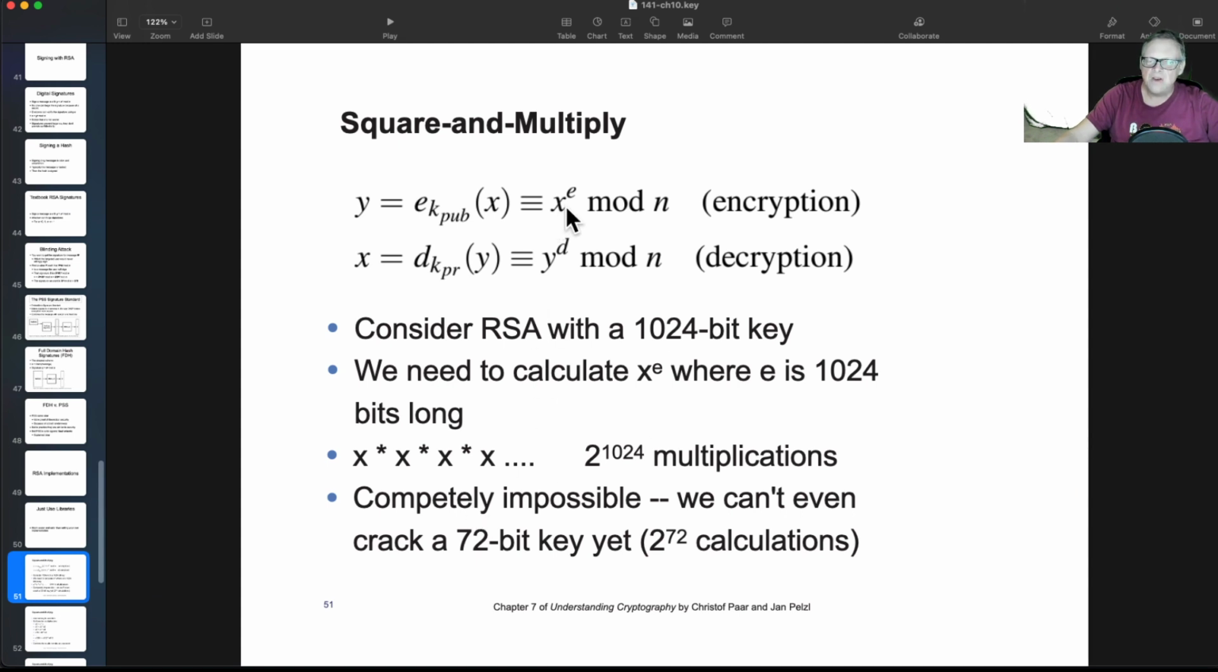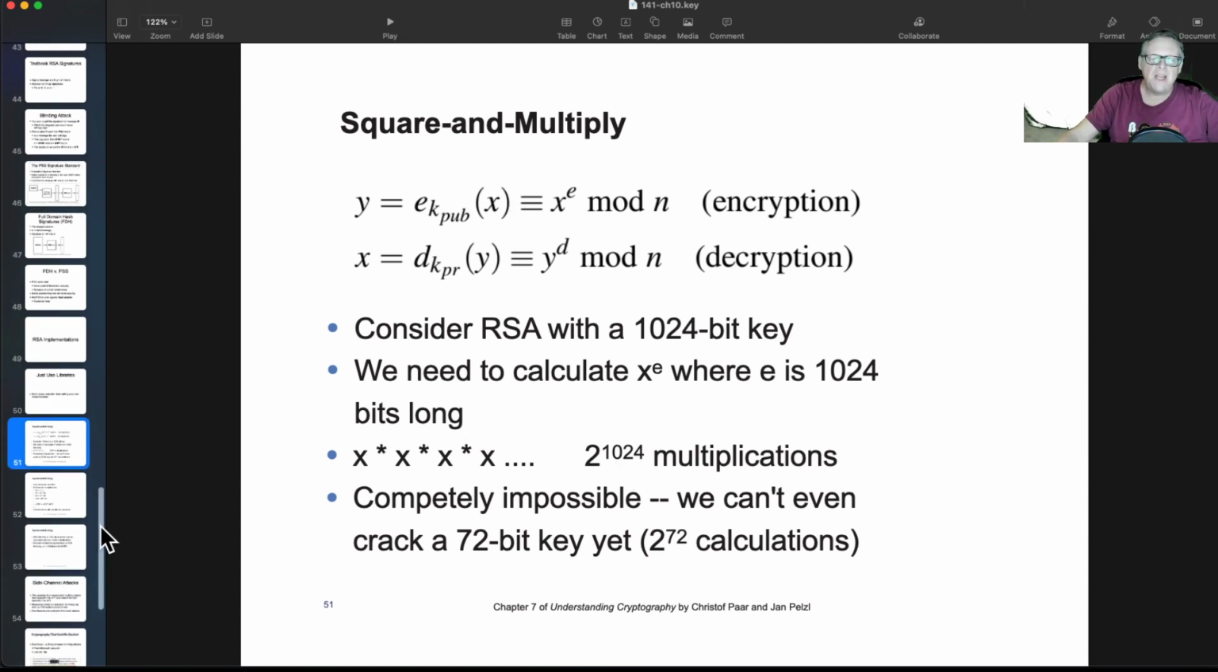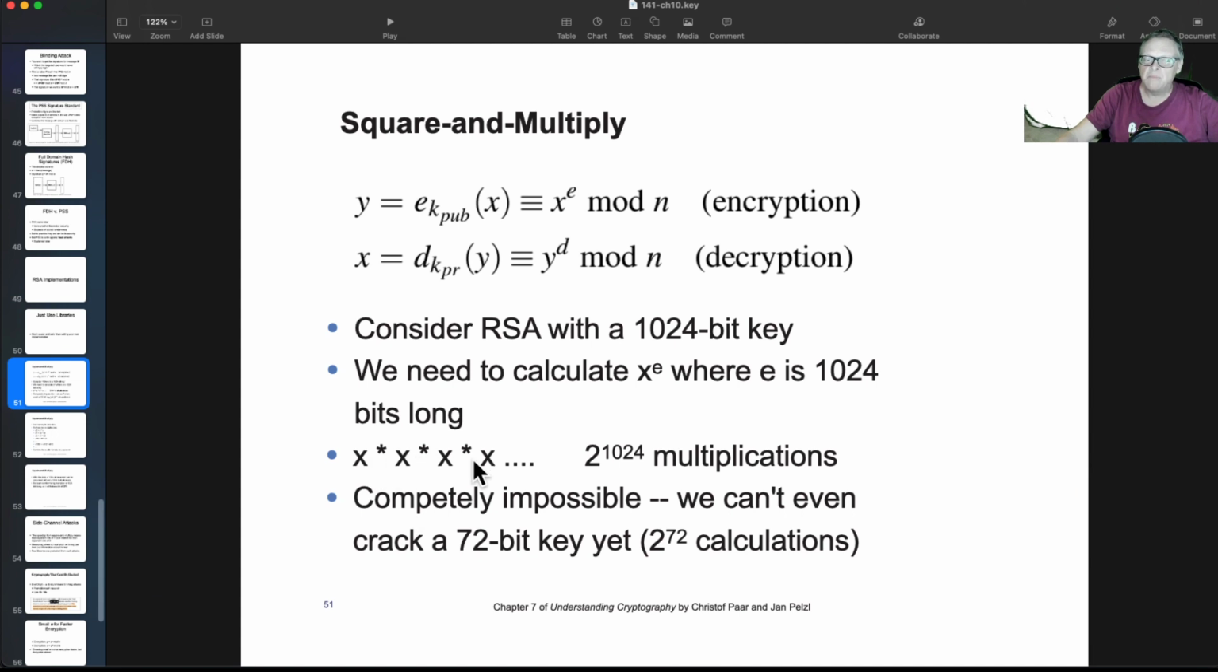You'll have to raise a number to a number here, which is going to be like 1024 bits long. And that would be 1024 multiplications, which is impossible. We talked about this. You can't even do 2 to the 100 calculations on any computer anywhere. So it would seem like you couldn't do RSA at all, but that's because you don't do it by doing multiplications one at a time.